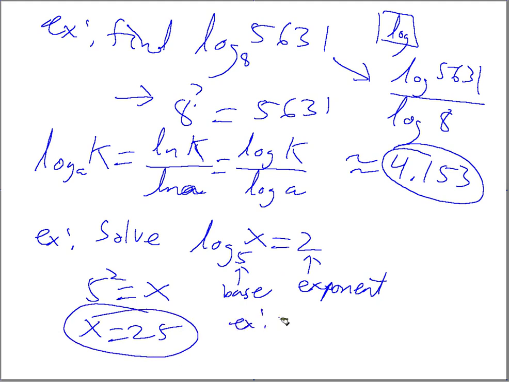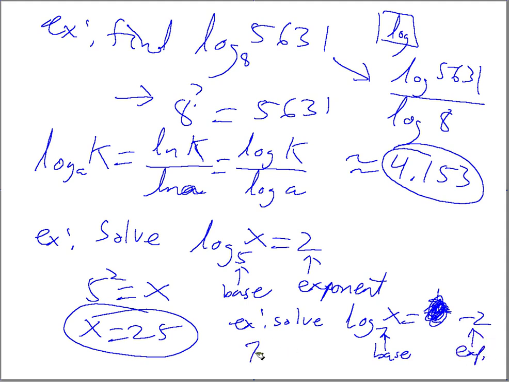Let's try another one. Let's go and solve log base 7 of x equal to, let's make it negative 2, I want to say. So again, cross that off. Sorry about that, guys. Log base 7 of x equal to negative 2. So again, convert it to an exponential. So here's the base. 7 is the base. Negative 2 this time is the exponent.